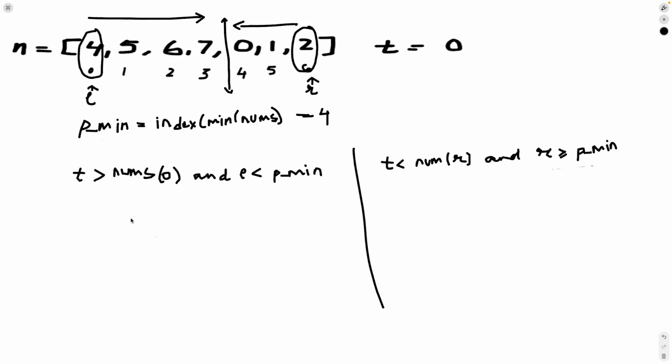Now for this, everywhere I'm going to check if nums of L is equal to my target variable. Then I know that I just need to return L, because that's the index where the element of nums is equal to my target variable. Otherwise, I'm going to increment L by 1.